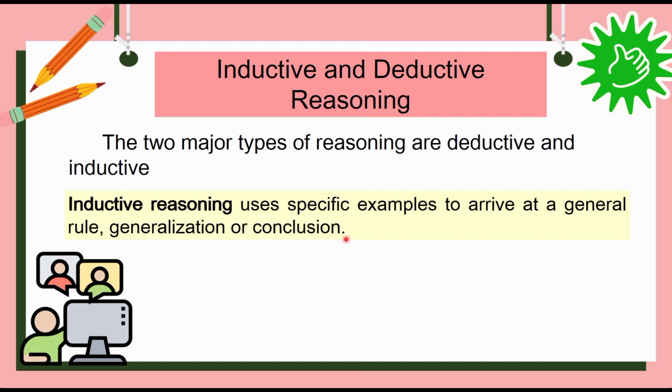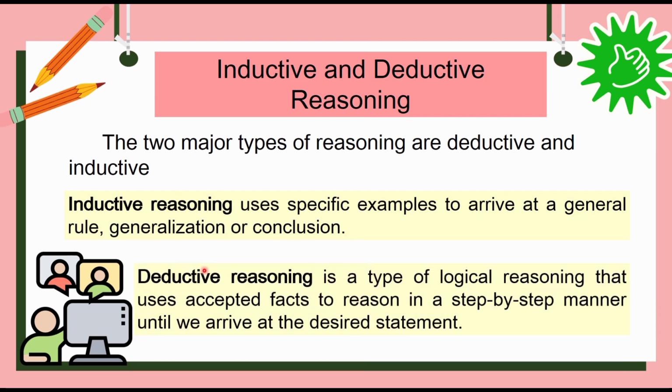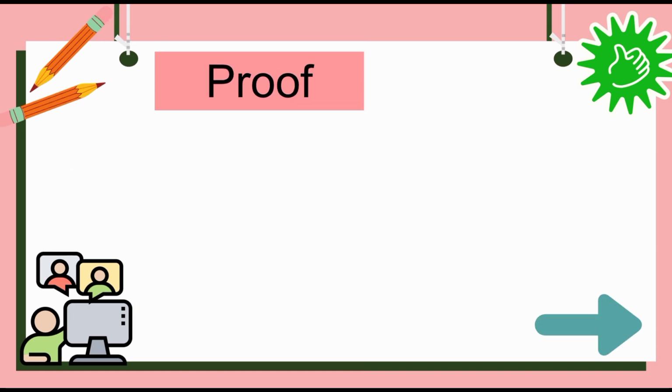Okay, how about deductive reasoning? So, when we say deductive reasoning, it is a type of logical reasoning that uses accepted facts to reason in a step-by-step manner until we arrive at the desired statement, or we use a logical order to write logical arguments. So that is the content of inductive and deductive reasoning. In deductive reasoning, we use a logical argument which includes at least one premise and a conclusion. The premise must be valid to have a valid conclusion.